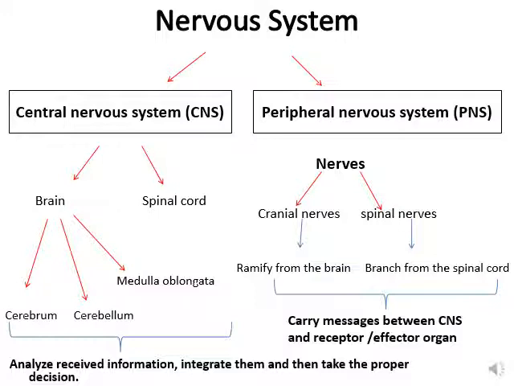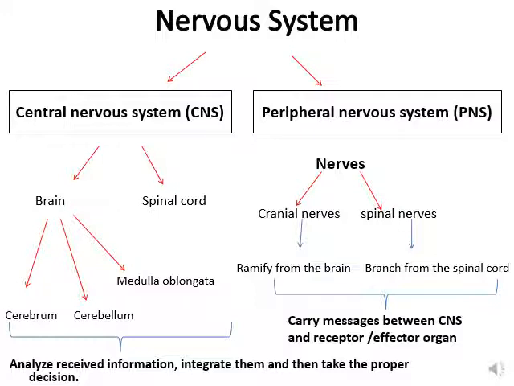This diagram shows that the nervous system, as we said, is composed of two parts: the central nervous system, CNS, and the peripheral nervous system, which is the PNS. Central nervous system is composed of brain and the spinal cord, whereas the peripheral nervous system is composed of nerves. Brain is composed of three different parts: cerebrum, cerebellum, and the medulla oblongata, whereas the nerves are composed of cranial nerves and the spinal nerves.